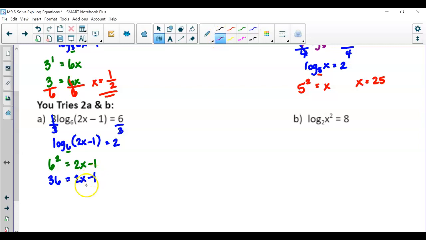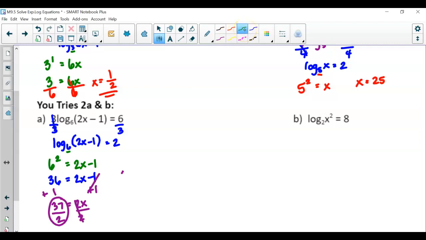And now we're just solving a two-step. Add 1 to both sides. You've got 2x is equal to 37. Sorry, my pen is going weird again. There we go. 37. And divide by 2. So x is equal to 37 over 2.